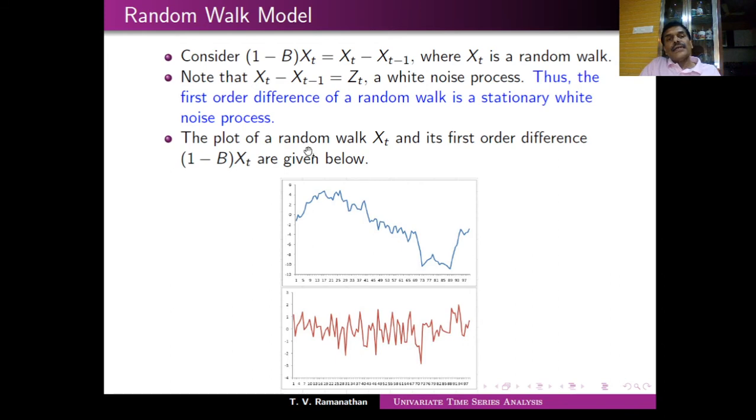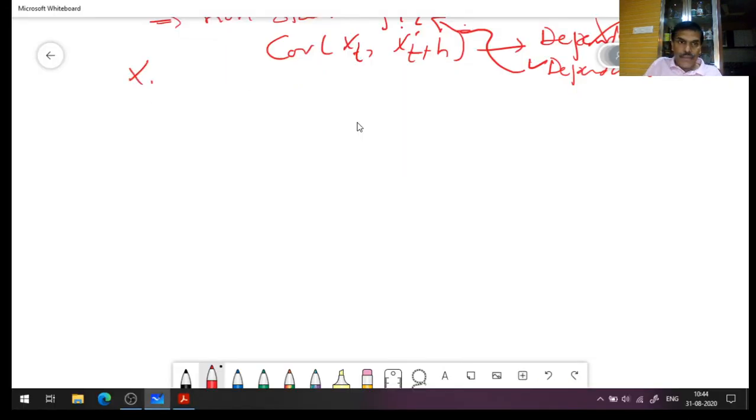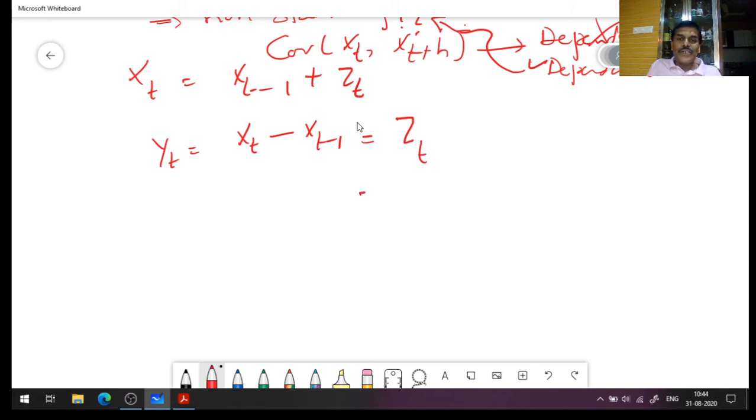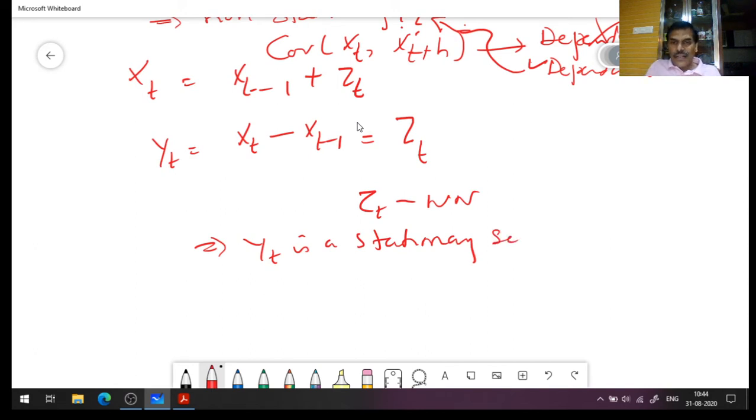Now we can see that if you have a random walk model, you can take the difference. For example, if you have the random walk xt equal to xt minus 1 plus zt, and I define yt as xt minus xt minus 1, then yt is going to be zt. And zt is white noise. Therefore, yt is a stationary series. So a first order difference of a random walk is going to be stationary.